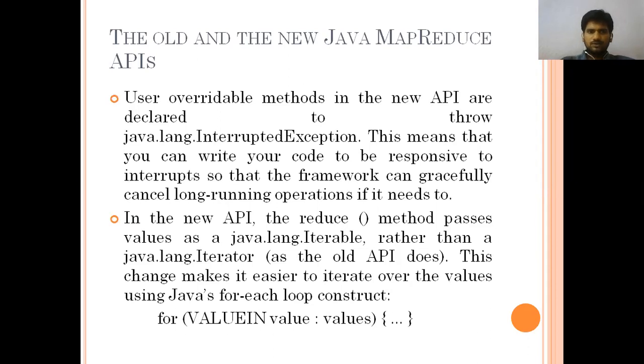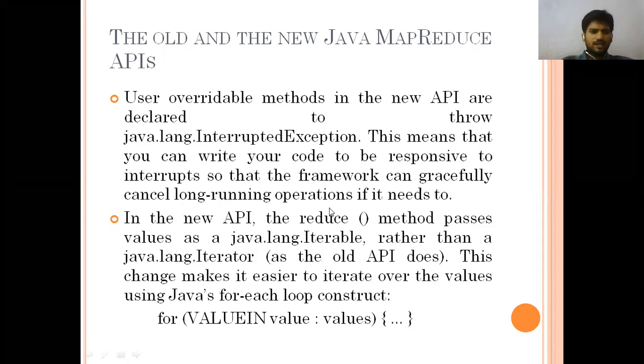So the user overrides the methods in the new APIs, which are declared through this one package here, the java.lang.InterruptedException. This means that we can write our code to be responsive to interrupts, so that the framework can gracefully cancel long running operations. So it is used.